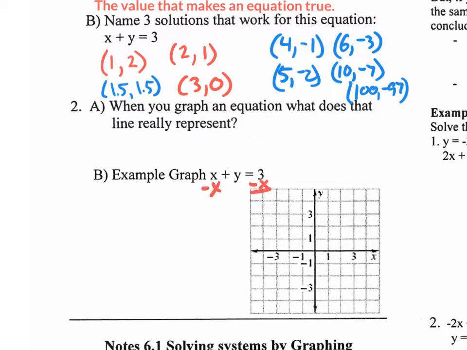And I will have y equals negative x plus 3. Now that it's in slope-intercept form, I know that my slope is -1/1 and my b value is 3. So let's graph this.